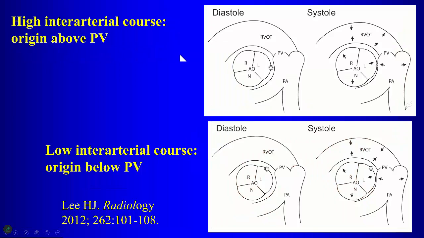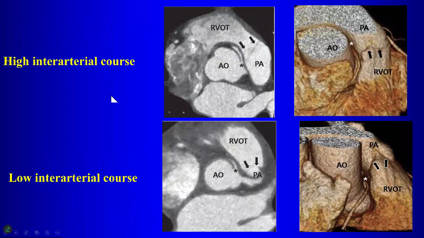Okay? One other twist on this, the so-called high versus low interarterial course. And again, we're talking about the right coronary artery coming off the left. If the origin of the vessel here is above the pulmonic valve, that's considered a high interarterial course. If the origin is below the pulmonic valve, that's considered a low interarterial course. These tend to be more dangerous, the high interarterial course. If the origin is above the pulmonic valve, it's more likely to take an interarterial course there, as opposed to the origin being below the pulmonic valve, low interarterial course. These tend to be worse.